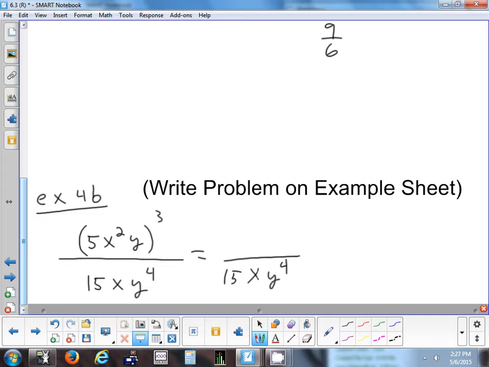Okay, Brian, can you tell me what do I have to do with this 3? Yeah, we're going to raise a power to a power, right? So the first one is going to be 5 to the 3rd power. It's 5 times 5 times 5. 125. Okay, next one. X squared cubed. How much is that? X to the 6th.